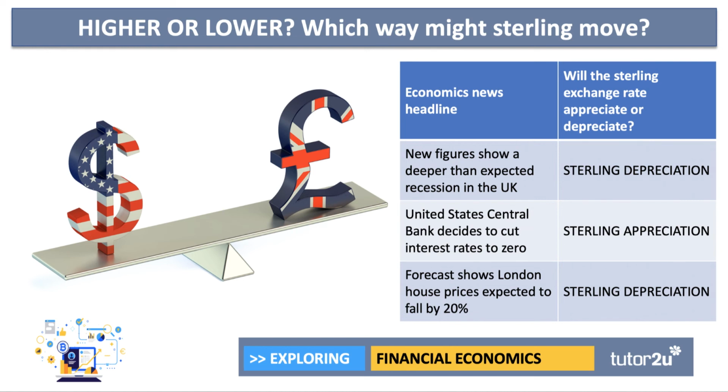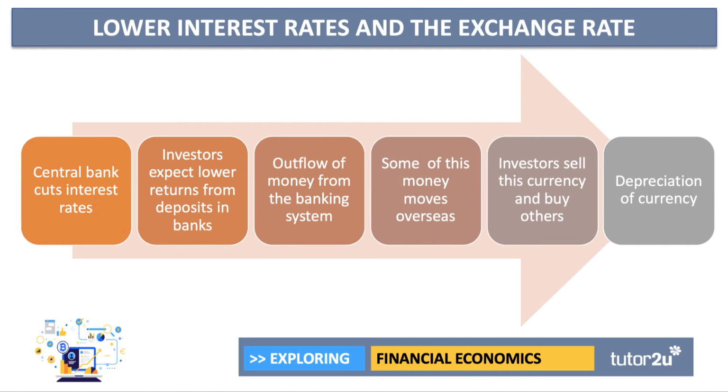Now, there's lots of subtle nuance here, lots of uncertainties. No one factor on its own determines the currency. It's a complex mix of economics and politics and other factors as well. Just in terms of the interest rate, let me go through that again. If the central bank cuts interest rates, it was our second example, wasn't it? Investors expect lower returns from deposits in banks. Therefore, there tends to be an outflow of money from the banking system. Some of this money moves overseas. Investors, as they move and shift their money overseas, sell that currency and tend to buy others. Other things being the same, the currency tends to depreciate.